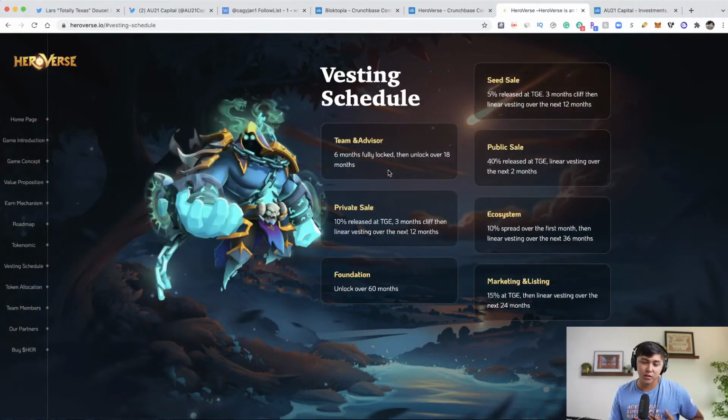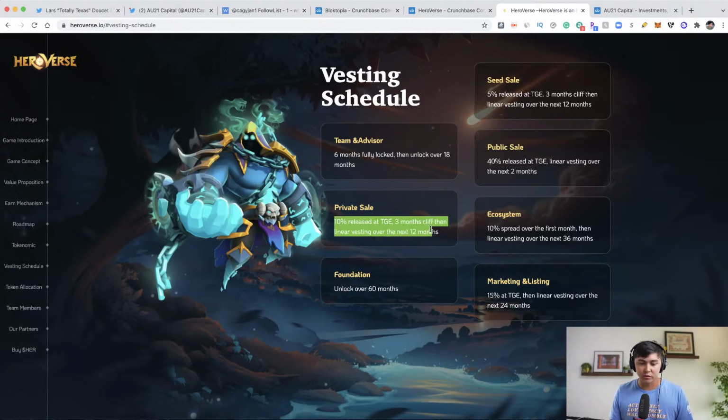Vesting schedule. Okay, so this is the amount of, so team, 6 months fully locked, then unlocked over 18 months. Okay, so team and advisor. So they're saying that for 6 months they're going to be locked into this token and then unlock over 18 months. So probably a slow release of tokens. That's what you want to see. You don't want to see a complete dump from the team and advisors because that's a lot of the liquidity pool, right? A lot of people are going to be buying into this HER token and then wonder, why did my money stay the same? Or why did my token go down so much? It's because people are probably releasing a lot of tokens into supply, which is not good.